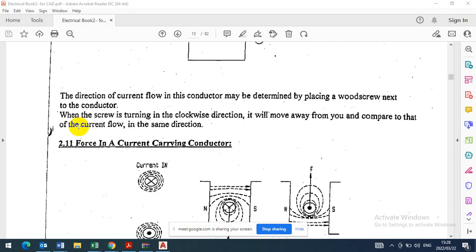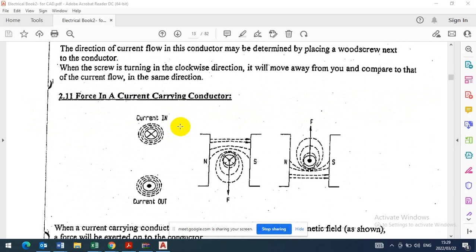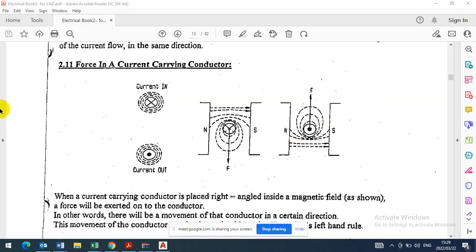And that is what they are saying here. The direction of current flow in this conductor may be determined by placing a wood screw next to the conductor. When the screw is turning in the clockwise direction, it will move away from you, and compare that to the current flow in the same direction. And then there are two sketches that we usually use. When current is going into the wire, that is the symbol.